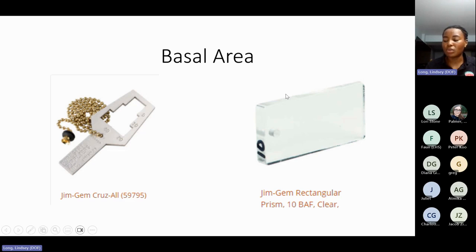With the prism, you need different ones because only one prism holds one factor. But with the Cruise-All, which is this one, they have different factors on them.